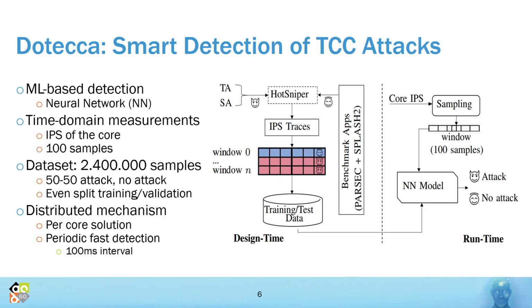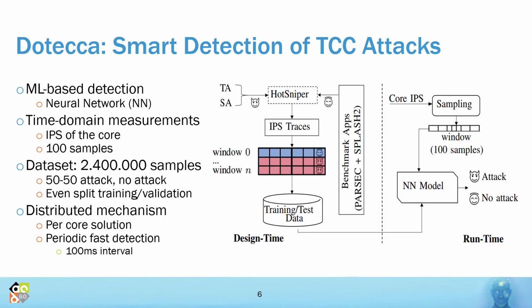Doteca is a machine learning based solution which employs time domain measurements of a core performance in instructions per second as input to a neural network model. At the same time, we collect traces from different attacks as well as normal benchmark applications. We separate these traces in windows of 100 samples to form a dataset. The window length of 100 samples is chosen to quickly capture the periodic behavior of the attack, even under short duration transmissions. We employ this dataset to train our model.